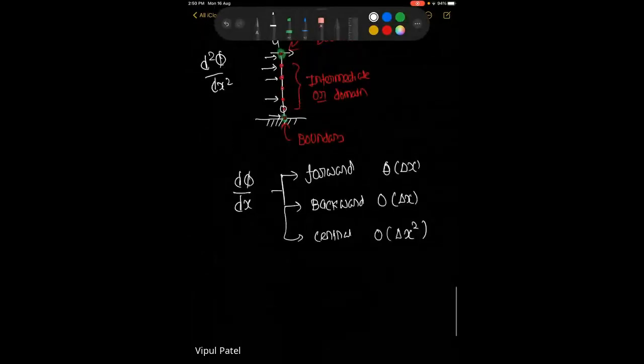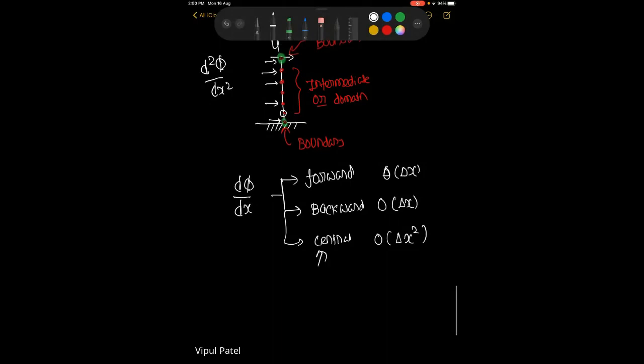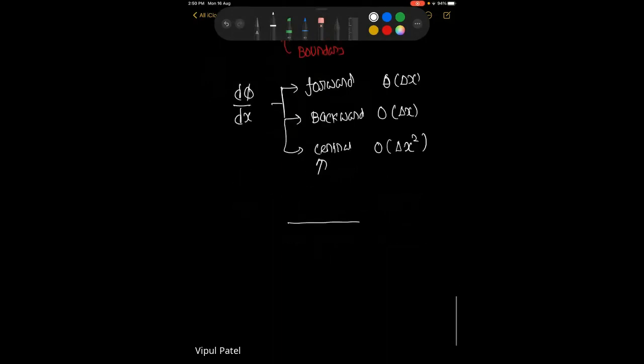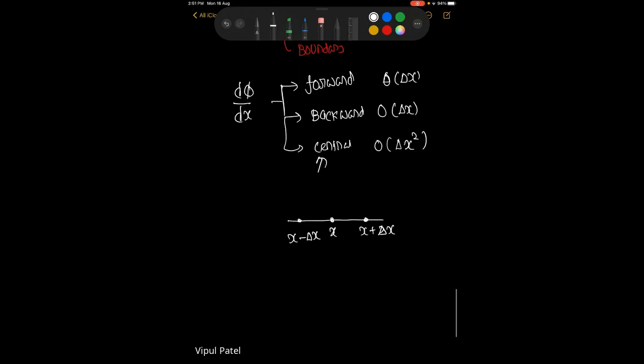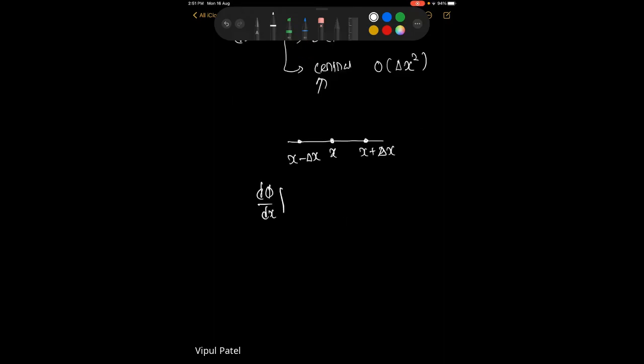So if I talk about this particular term, I want to retain second order accuracy throughout the domain. For example, for the intermediate domain, I can use this central difference scheme, right? Because if you recall, the central difference scheme was something like this. You have this particular node I, or you can say x, then you have x plus delta x and x minus delta x. You want to express d phi by dx at node x, or I. Then you can write f of x plus delta x minus f of x minus delta x divided by 2 delta x.